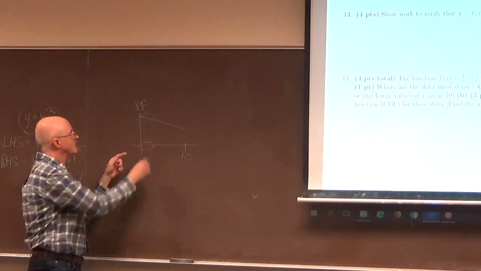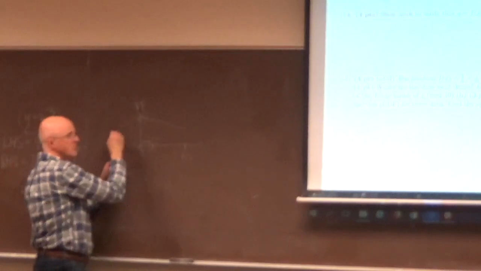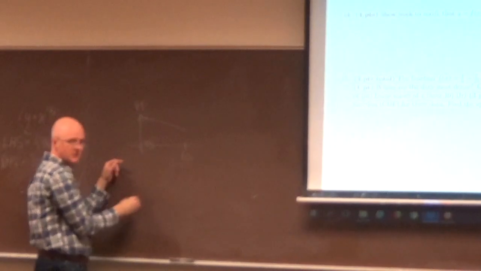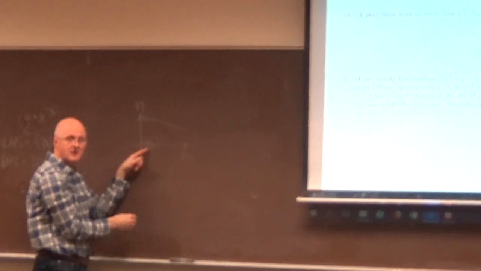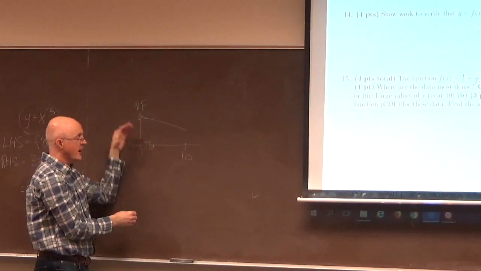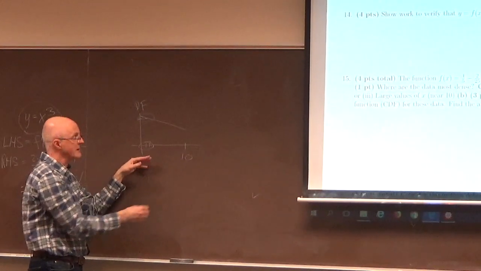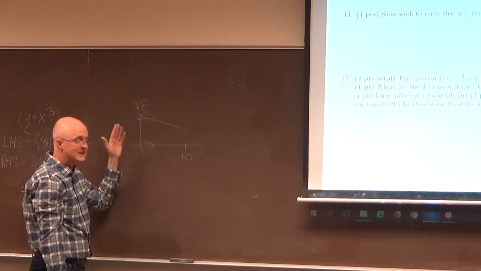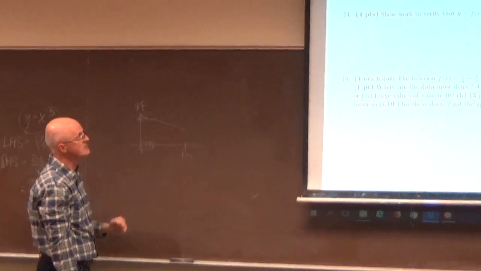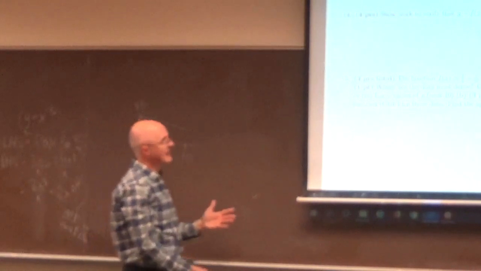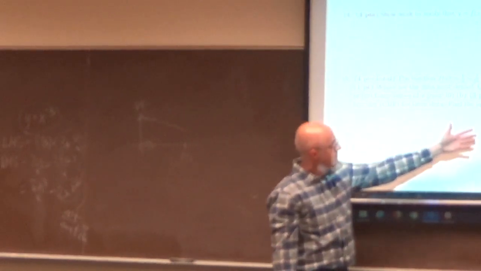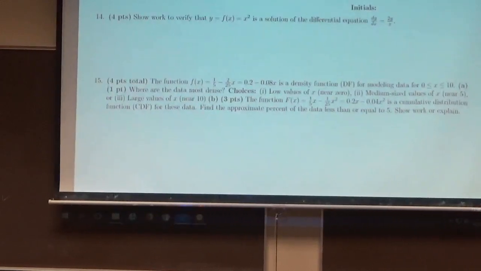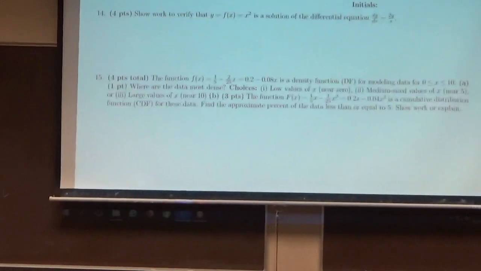In fact, if you multiply the value of the density function at some point times the length of a certain interval, you'll get the percentage of the data in that interval. So when the graph is higher, you get a higher percentage. When it's lower over here, you get a lower percentage. The graph's high over here, so the data are most dense in low values. As far as finding the percent of the data less than or equal to 5, you just plug it into the CDF. That's the point of the CDF. F of 5 is the answer for part B.